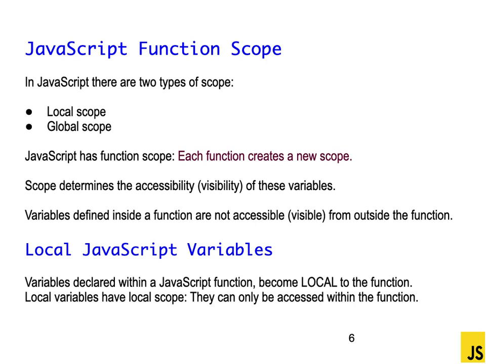Local JavaScript variables. We will see more about local JavaScript variables now. Variables declared within a JavaScript function become local to the function. Local variables have local scope. They can only be accessed within the function. That means a variable defined inside a function is not accessible outside that function.